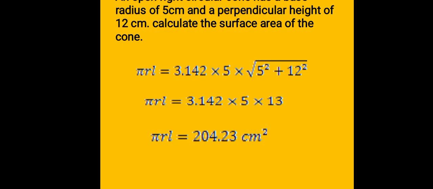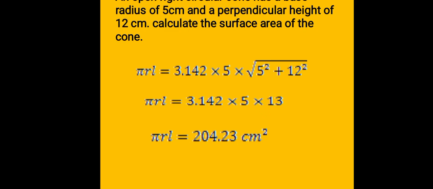An open right circular cone has a base radius of 5 centimeter and a perpendicular height of 12 centimeter. Calculate the surface area of the cone. The surface area of a cone is taken to be pi r l, where l is the slanting height. Now pi is 3.142 multiplied by the radius given as 5, and the slanting height we shall find by having the square root of 5 squared plus 12 squared.